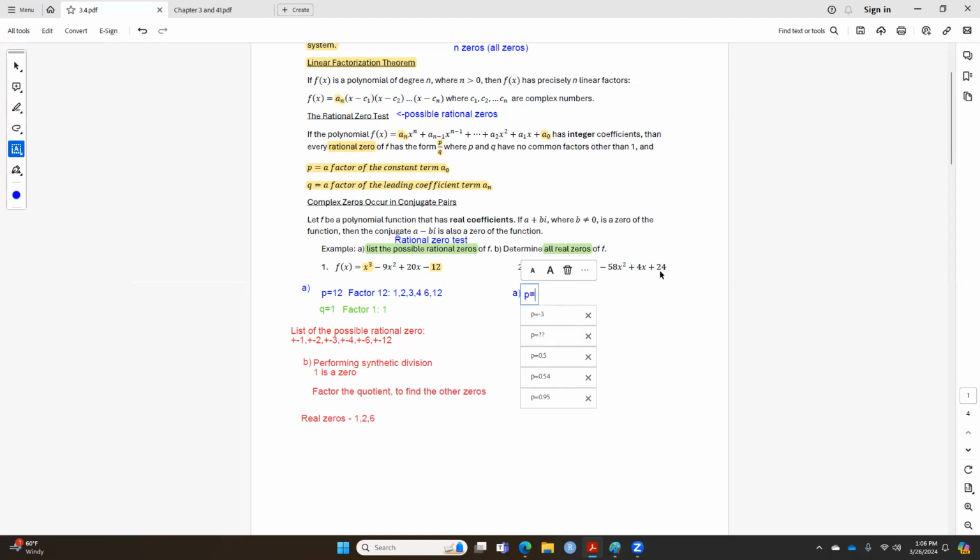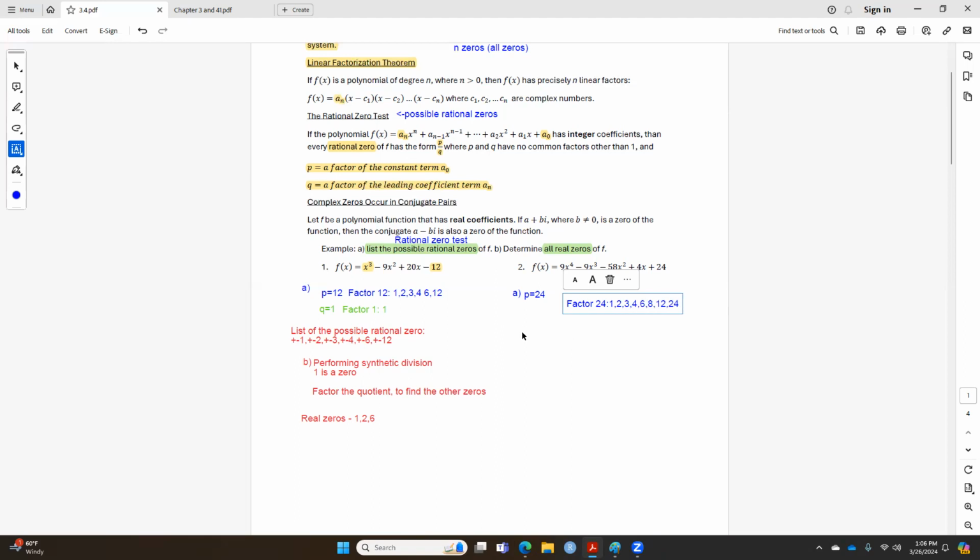P in this case is the last number in your polynomial function, which is 24. So now you have to give me the factors of 24. The factors of 24 are 1 times 24, 2 times 12, 3 times 8, since 3 goes into 24 eight times, and 4 times 6, since 4 goes into 24 six times.